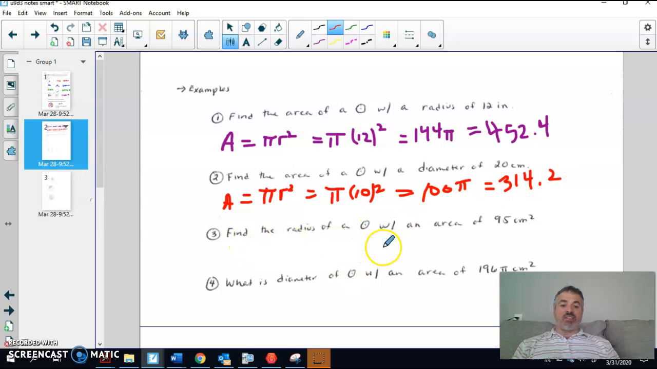So the next problem says find the radius now. So I'm looking for the radius here that has an area of 95. In this one, I'm still going to use the formula, area is equal to pi r squared. But now I'm not going to know the radius, and I need to find it. What I am going to know, though, is the area. So I'm going to replace the A with 95, then set it equal to pi r squared.